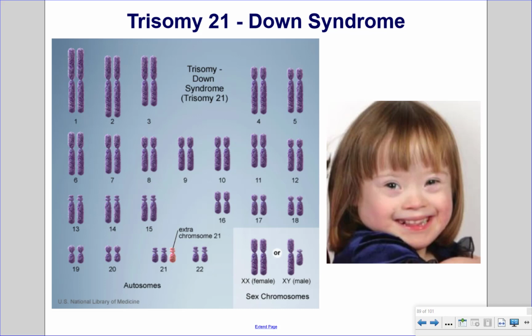Trisomy 21. Down syndrome. In this karyotype, we see that for chromosome 21, there is an extra chromosome. So instead of there being a pair, 2 copies of chromosome 21, there are 3, creating that trisomy and resulting in Down syndrome.